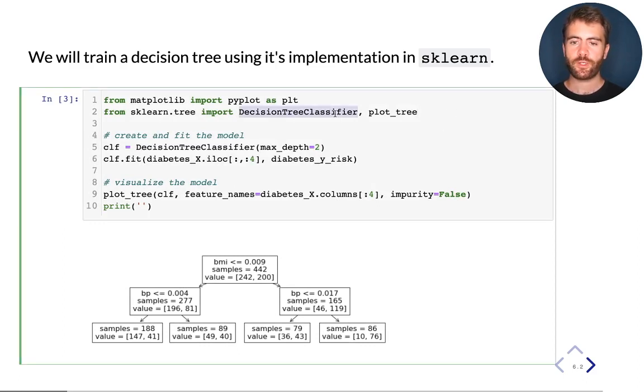So the code here is really short. Here I am importing this decision tree classifier from scikit-learn. I am training a decision tree of maximum depth 2, and here I'm training it. I'm only using the first 3 features, by the way. And now I can use this handy helper function plot_tree from scikit-learn to visualize how the tree looks. And we have something which looks like this.